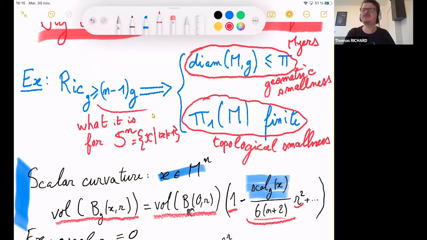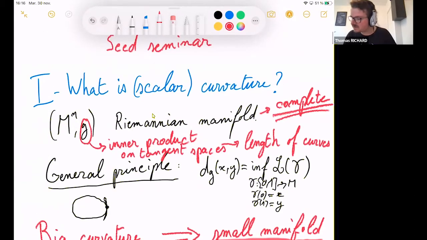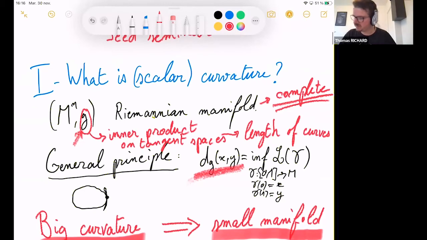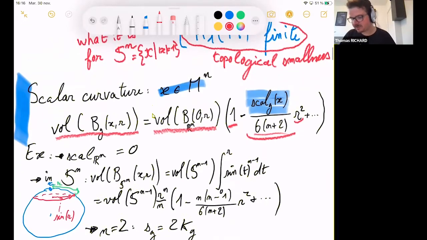It's not the most convenient one for calculations, because you need to know balls, and if you need to know balls, you need to know the distance. And to compute the distance as the infimum of the length of curves, as here, usually involves solving nonlinear second order ODEs. But there is a more practical expression in terms of the second order partial derivatives of the metric. So of this symmetric matrix, you compute partial derivatives and Laplacians, and it will give you this curvature. But this is a more geometric definition.